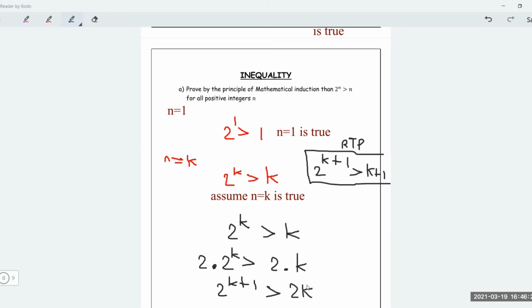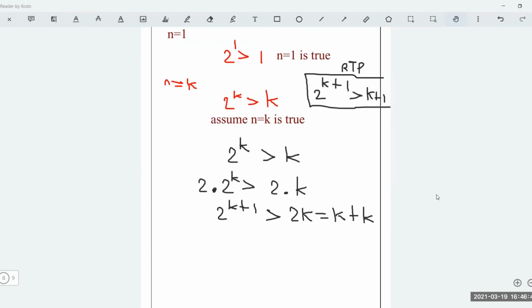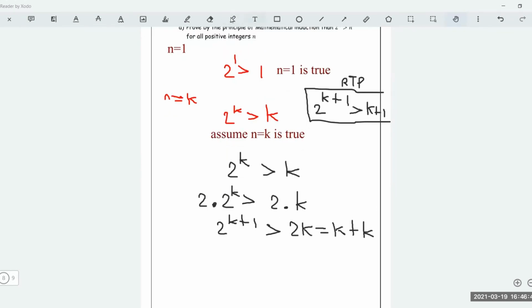But look at this. Now 2k is equal to k plus k. But guess what? k must be greater than 1. We proved for k equal 1, but k must be greater than 1. And so 2k, which is equal to k plus k, must be greater than k plus 1. k plus k must be greater than k plus 1.